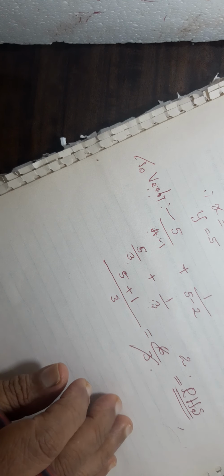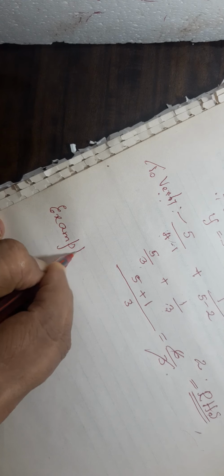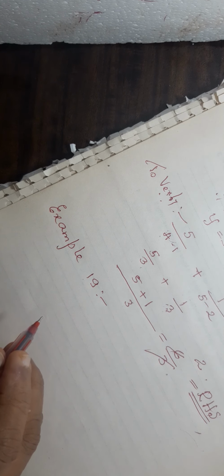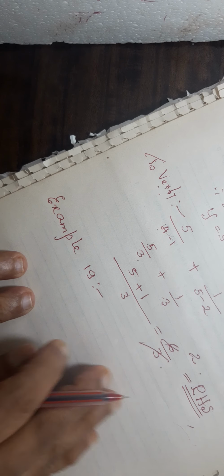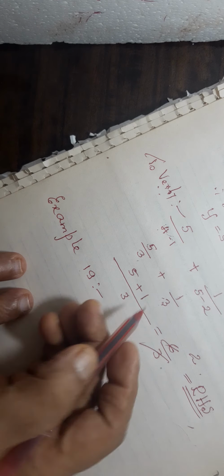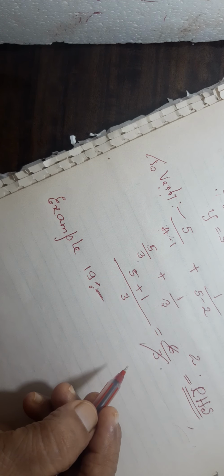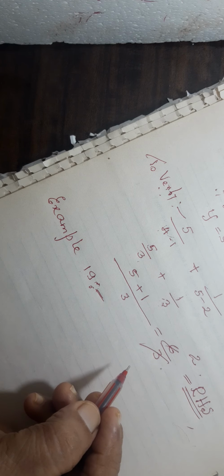So now the next sum is very, very interesting. Example 19. This is also quite important. Such a sum is important, meaning they can give it for 4 marks also. Such type of sums they can give for 4 marks. There will be 4 questions of 4 marks, so 16 marks they will have kept for 4 marks problems, meaning 4 4s are 16.